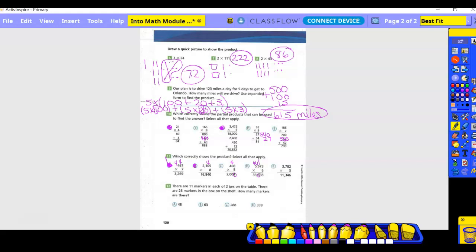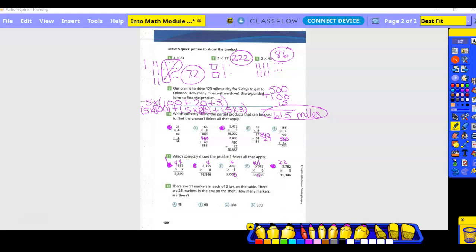Okay, letter E. 2 times 3 is 6. 3 times 8 is 24. So put the 4, carry the 2. 3 times 7 is 21 plus 2 is 23. So put the 3, carry the 2. 3 times 3 is 9 plus 2 is 11. So that one is correct.